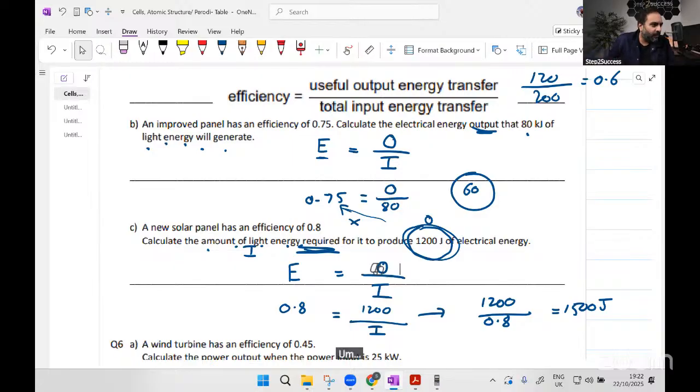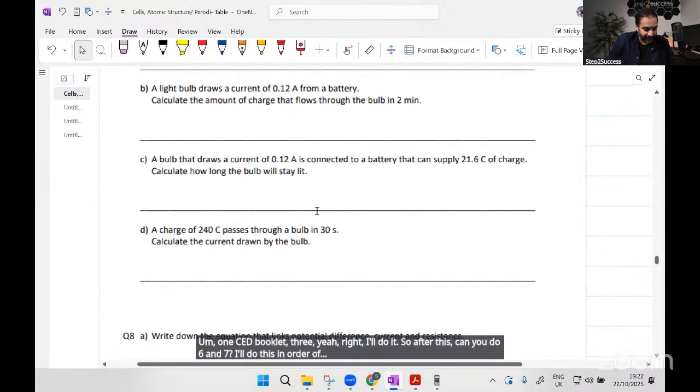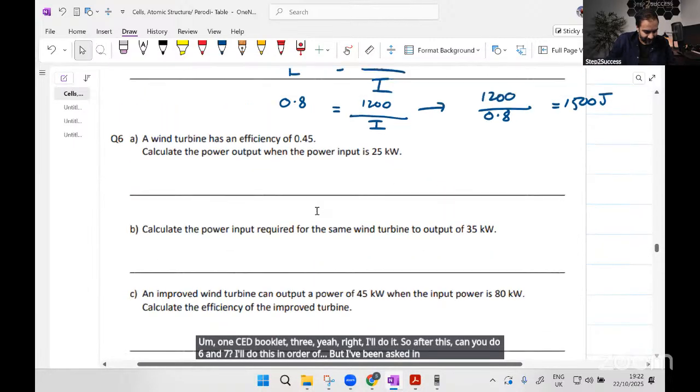Booklet 3. Yeah, right, I'll do so after this. Can you do 6 and 7? I'll do this in the order that I've been asked in. So 6 and 7. So this is number 6.